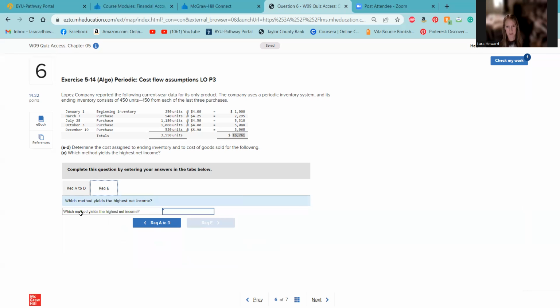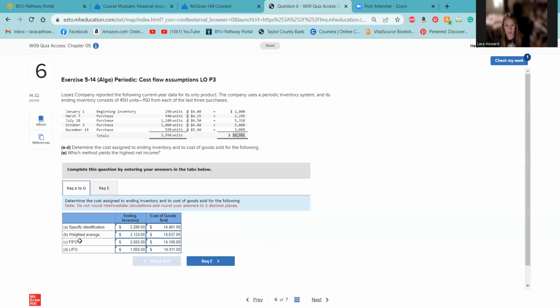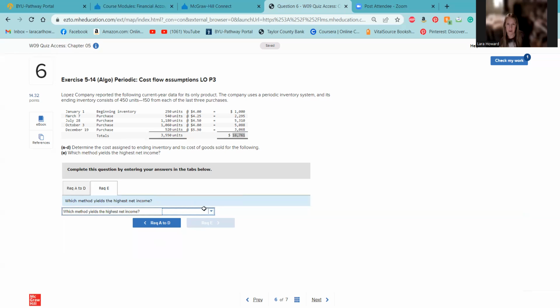Requirement E, which method yields the highest net income? That would be the FIFO, because it has the lowest cost of goods sold, which means it would also give us the highest net income. So the answer is FIFO.